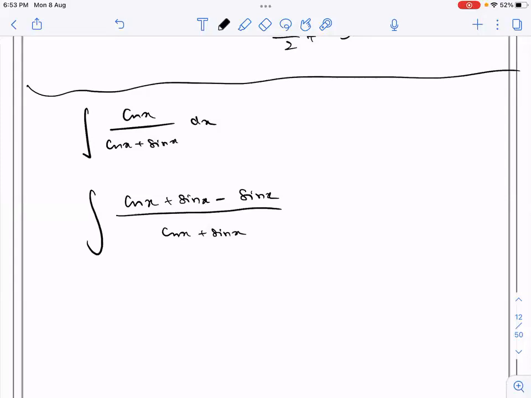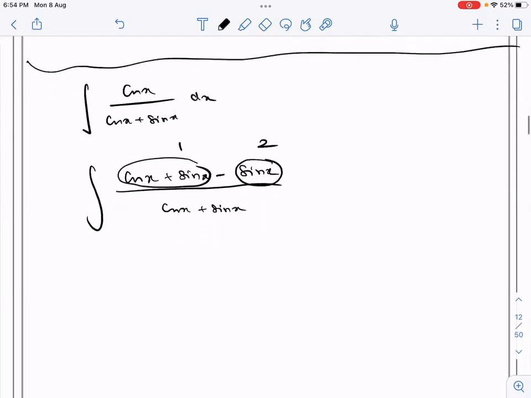Am I clear till this step? So what will happen is you can treat this cos x plus sin x as one term and the sin x as another term. When you do this, the advantage is integral of first term divided by cos x plus sin x will give you dx. But again, you will get stuck with sin x divided by cos x plus sin x. So for that, what they did is, if you want to eliminate the denominator, I will keep it as plus and this as minus.